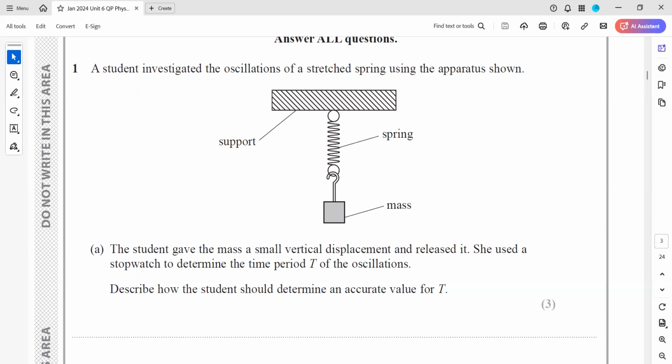So if you want to determine a time period, what we should do is record the time for 10 oscillations or 5 oscillations and then divide the time recorded by the number of oscillations, then repeat the experiment. We want to explain the experimental procedure, so the first thing we should do is reset the stopwatch.